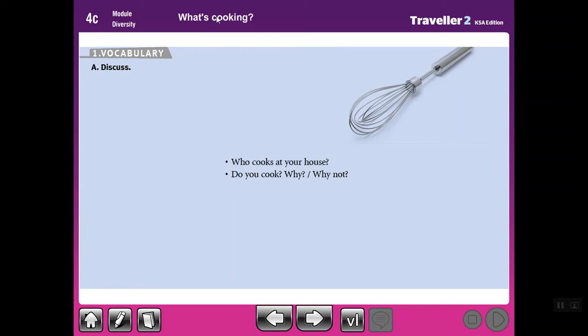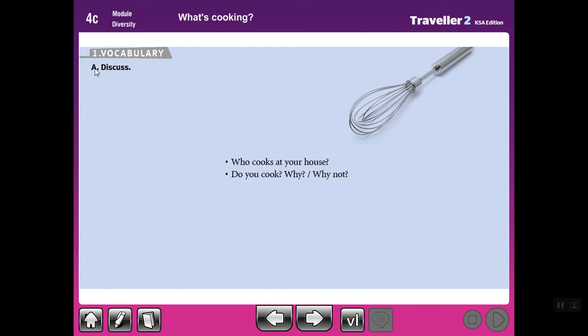What's cooking? What's cooking here is an old, old-fashioned slang that means what's happening, what's going on, what someone is planning for. But in this lesson, the title is a direct reference to the topic of our lesson.